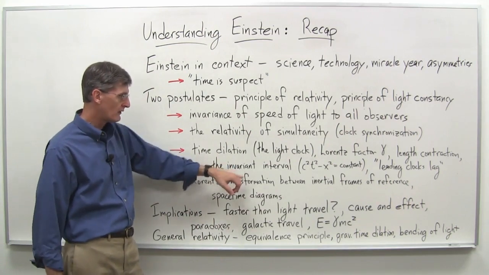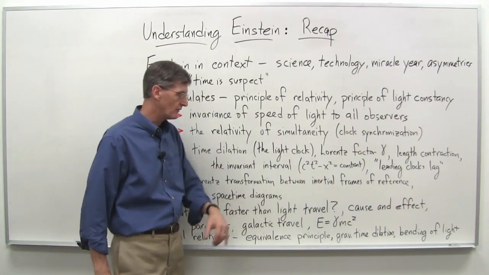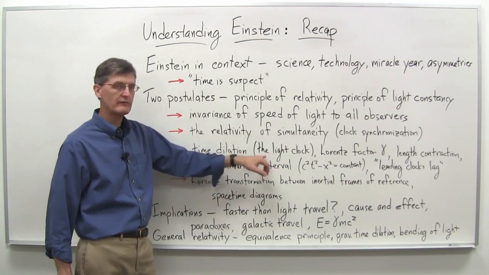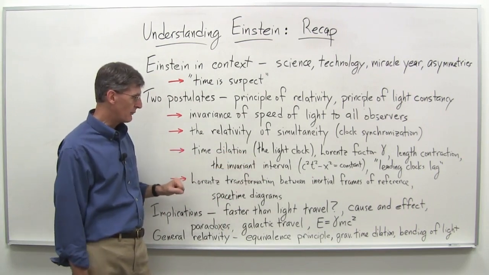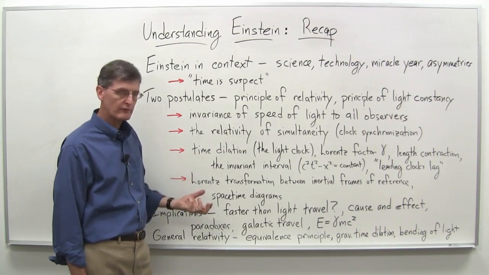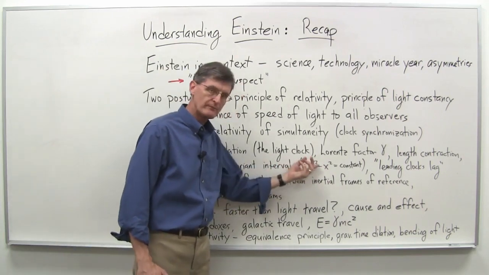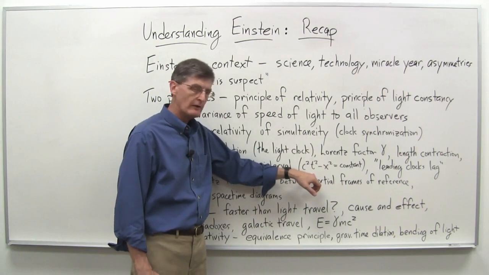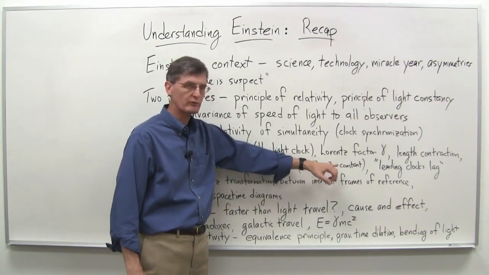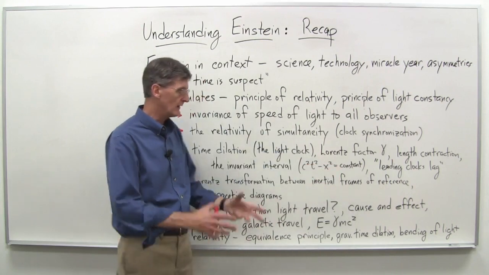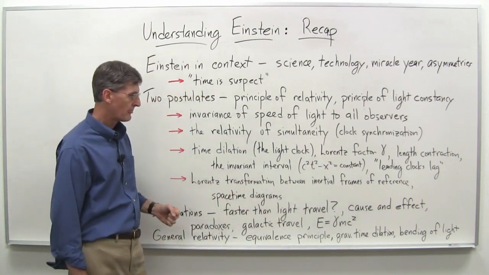The invariant interval, I actually did write down this formula just to remind us. That also came out of an analysis of the light clock thought experiment, and we showed that for all observers, for two events in one frame versus another frame, this combination, c squared t squared minus x squared, will always be constant. That allowed us to do a few calculations.